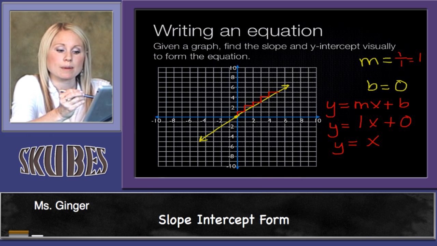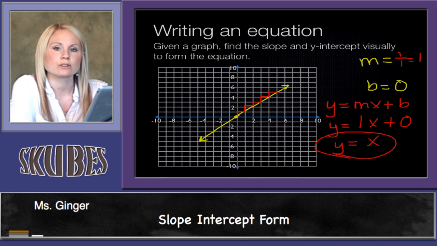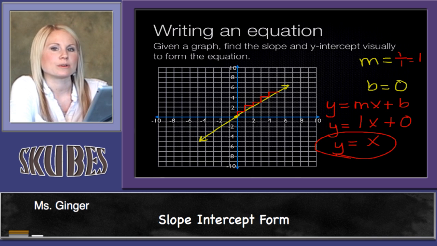Whatever numbers happen to be in for your m and your b, you're just going to slide those into those positions, and that will form your slope-intercept form. This concludes our lesson on slope-intercept form.